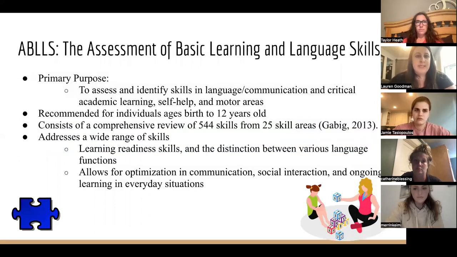So the ABLLS is an assessment of basic language and learning skills. The primary purpose of the ABLLS is to assess and identify skills in language and communication, as well as critical academic, learning, self-help, and motor areas. The ABLLS is recommended for individuals ages birth to 12 years old. The ABLLS consists of a comprehensive review of 544 skills from 25 skill areas. The ABLLS addresses a wide range of skills, including learning readiness skills and the distinction between various language functions. The ABLLS allows for optimization in communication, social interaction, and ongoing learning in everyday situations.